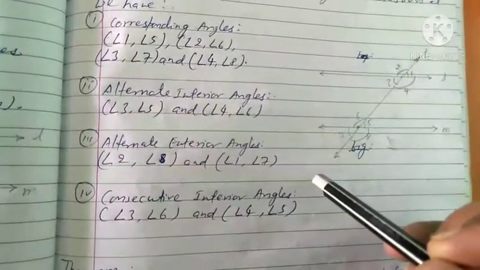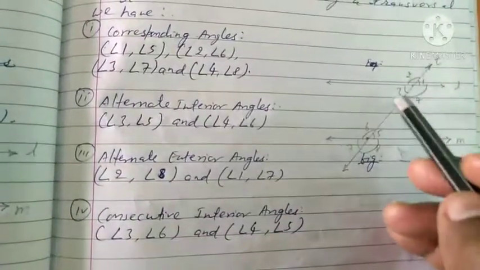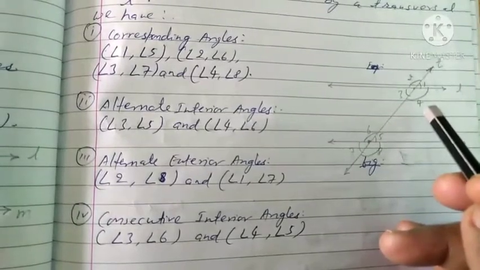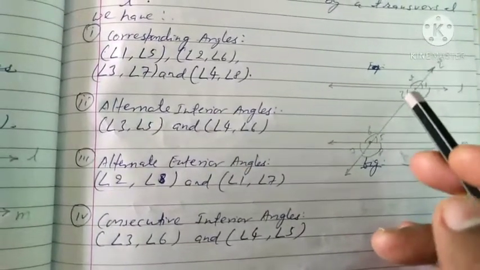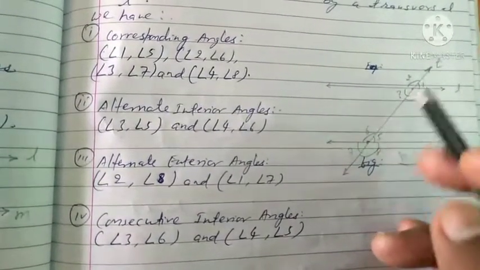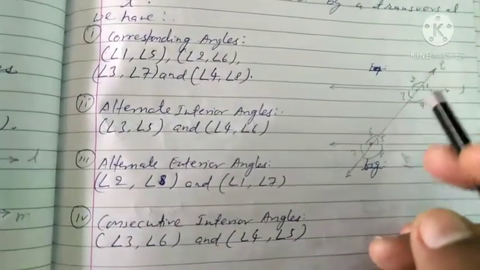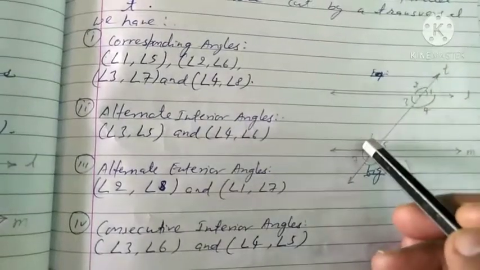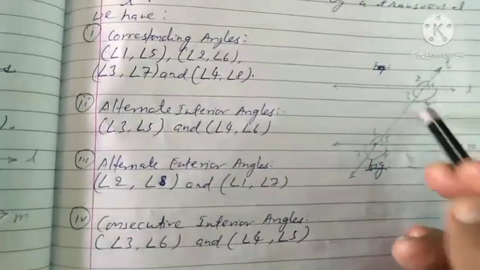Next one is consecutive interior angles. Consecutive interior angles are the angles which are adjacent to each other, or the angles which are forming on the same side of a transversal. So angle 3 and angle 6 are consecutive interior angles. In the same way, angle 4 and angle 5 are consecutive interior angles.